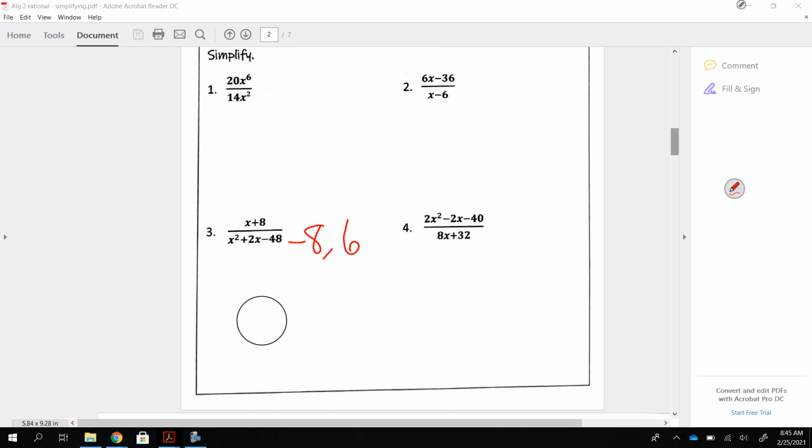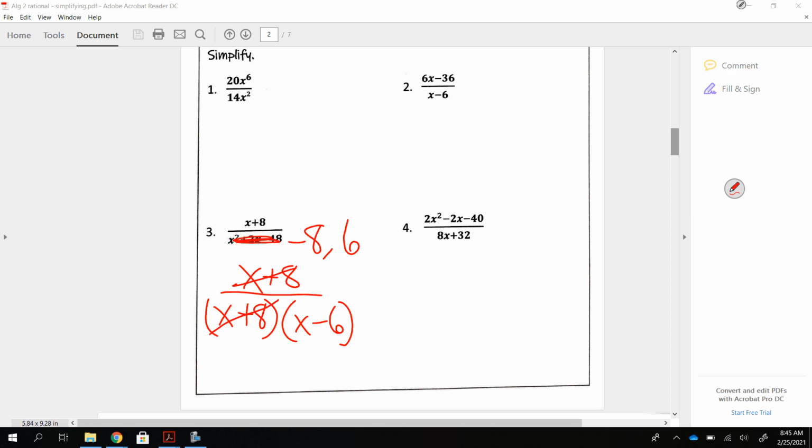All right, instead of x minus 8 and x plus 6, we actually write x plus 8 and then x minus 6. This has now been factored out. And then above it, we have x plus 8. Now again, we are trying to eliminate common binomials. So the top has x plus 8 and the bottom has x plus 8, so they cancel.